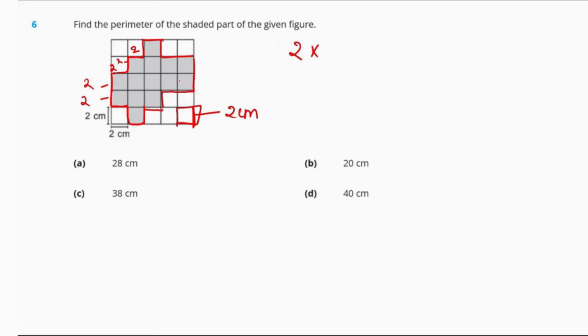So therefore, for this part also, we know the distance, that is 2, and now we will multiply it with the number of sides. So now let us count the total number of sides. So this is 1, 2, 3, 4, 5, 6, 7, 8, 9, 10, 11, 12, 13, 14, 15, then 16, 17, 18, and 19. So this will be 2 into 19. So now the answer for us will be 38 centimeter. So the answer for this one will be option C.